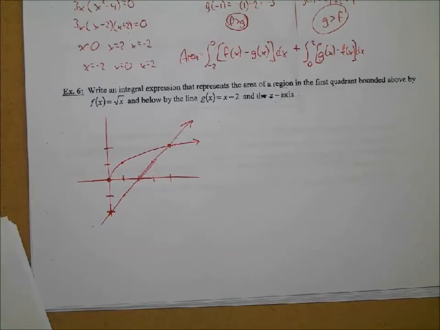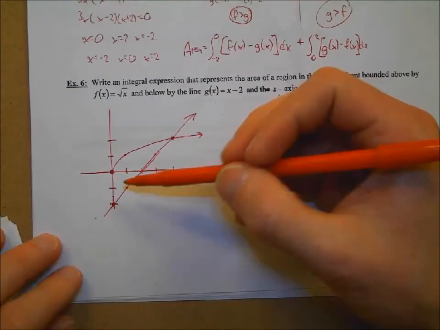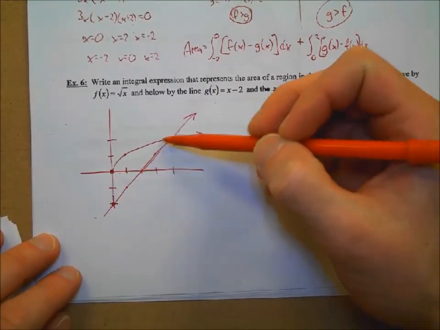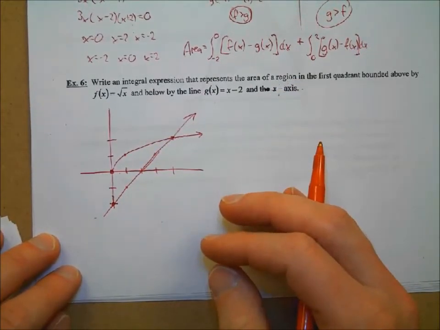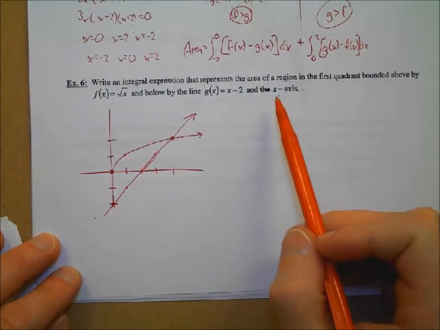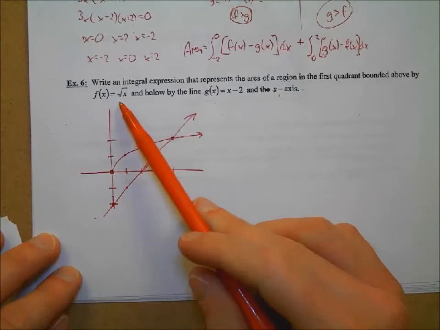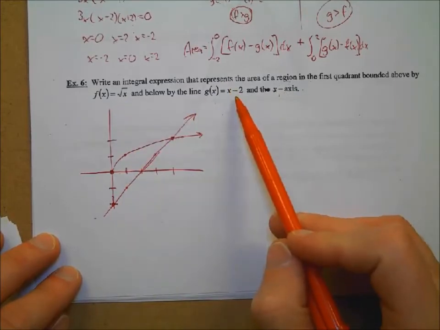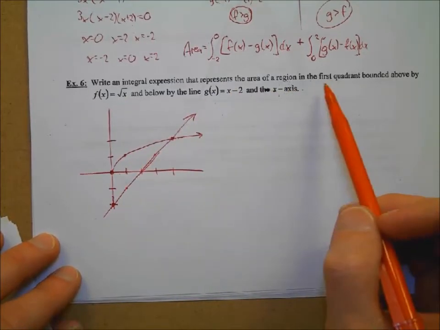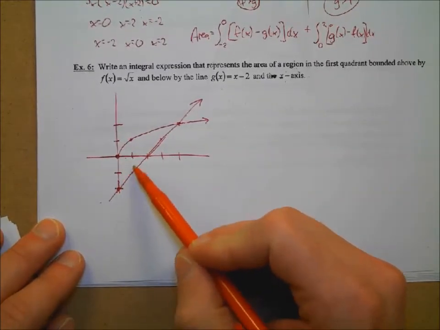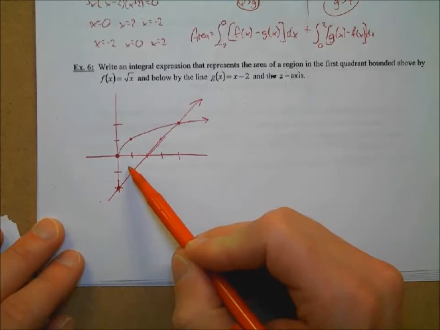So here's where it gets a little bit tricky about trying to define that region. You might be tempted here to start saying this whole thing is our region, but it is not. Remember that we are bounded by the x-axis as a boundary. We're also bounded by the square root of x and the line x minus 2. And again, for further emphasis, we're in the first quadrant only. So should I include this area here? No, it's not in the first quadrant, so I'm going to exclude that.